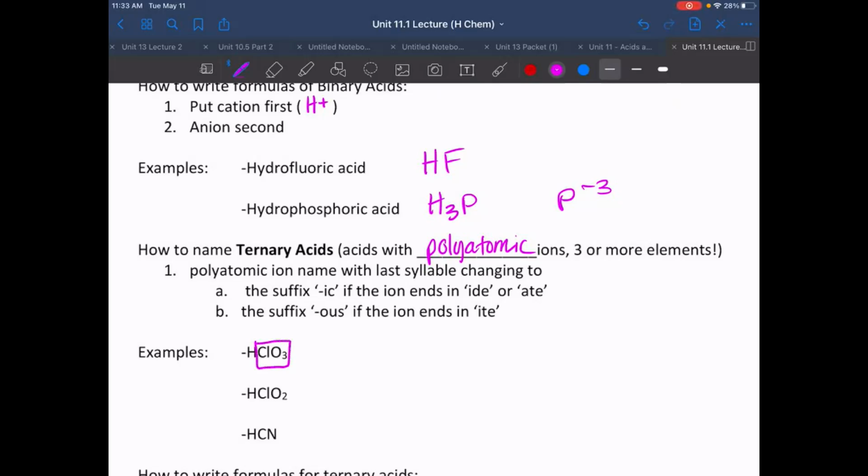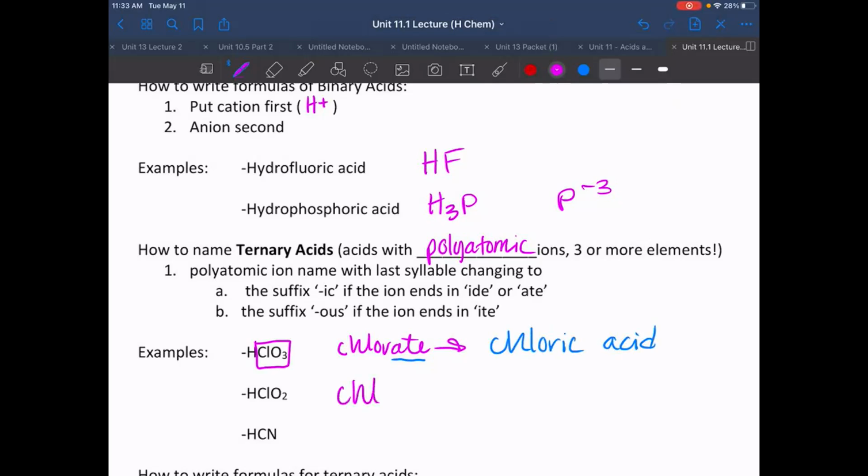So if we look here, this is chlorate. Ate gets the ending of ic. So this now becomes chloric. And then we just add the word acid and we're done. Chloric acid. So they're just named strictly off of the polyatomic. It's assumed that we have hydrogen here.